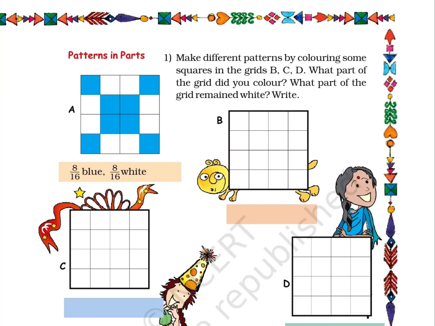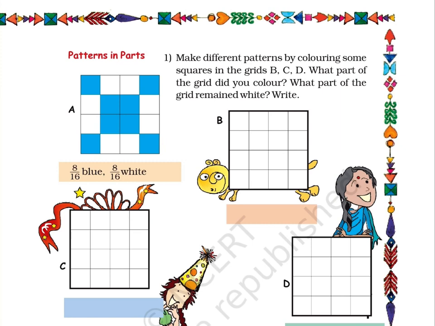Question 1. Make different patterns by coloring some squares in the grids B, C, D. What part of the grid did you color? What part of the grid remained white? Right. 2. Look at grid A again.